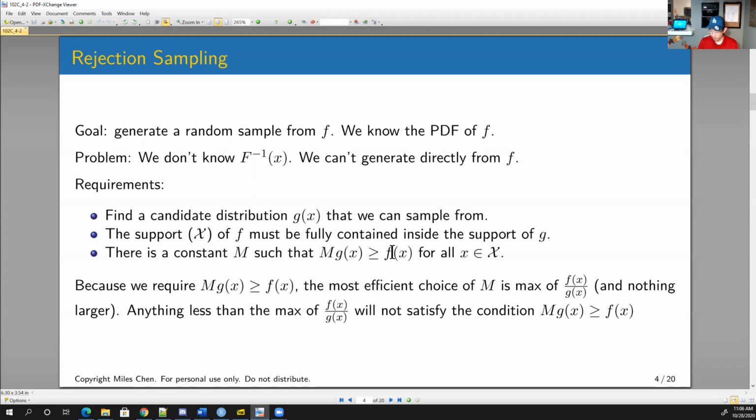The way rejection sampling works is that all you know is the PDF. You know the PDF of f, but you don't know the inverse CDF. So we're not able to use inverse CDF, and we're not able to generate directly from f. The solution is to find a candidate distribution g(x), and g(x) has to be a distribution that we are able to sample from. It could be as simple as the uniform, because we always know how to sample from the uniform. But the other requirement is that the support of f has to be fully contained inside the support of g.